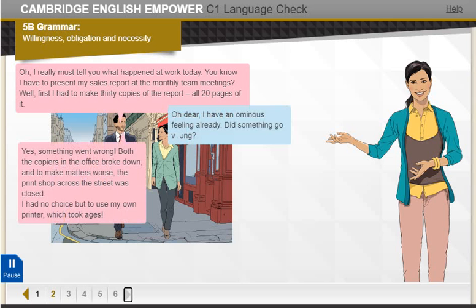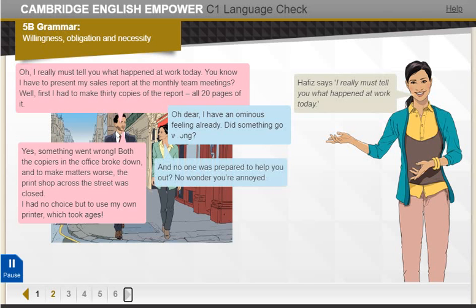Yes, something went wrong. Both the copiers in the office broke down, and to make matters worse, the print shop across the street was closed. I had no choice but to use my own printer, which took ages. And no one was prepared to help you out? No wonder you're annoyed.